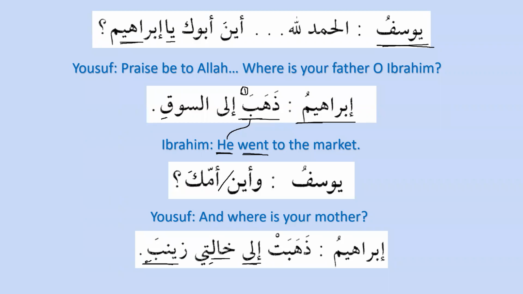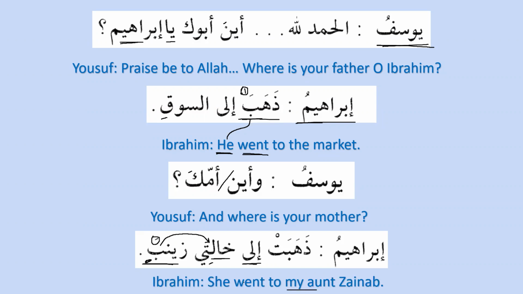However, we know that the nouns that are diptote, the names of Arabic women, do not accept kasra. So that's why we will say this is also majroor. The substitute that we are using should carry the same ending as the word that we are substituting for. So ذهبت إلى خالتي زينب. She went to my aunt Zainab.